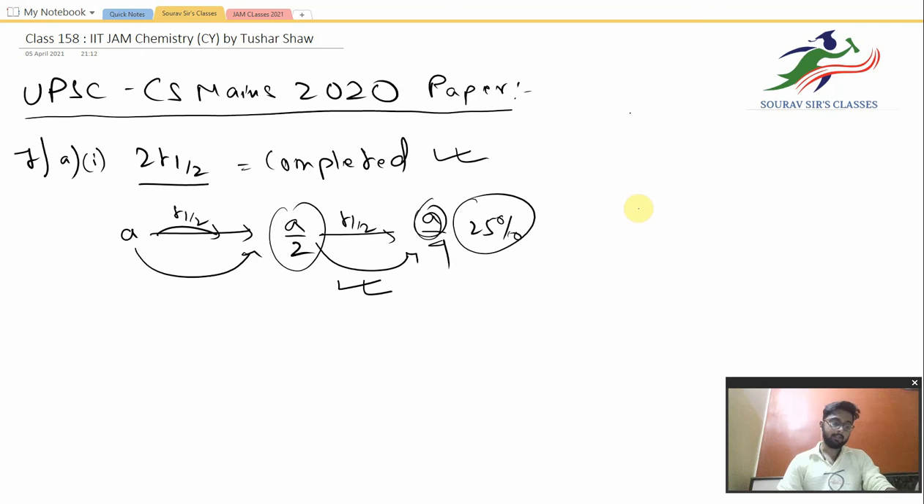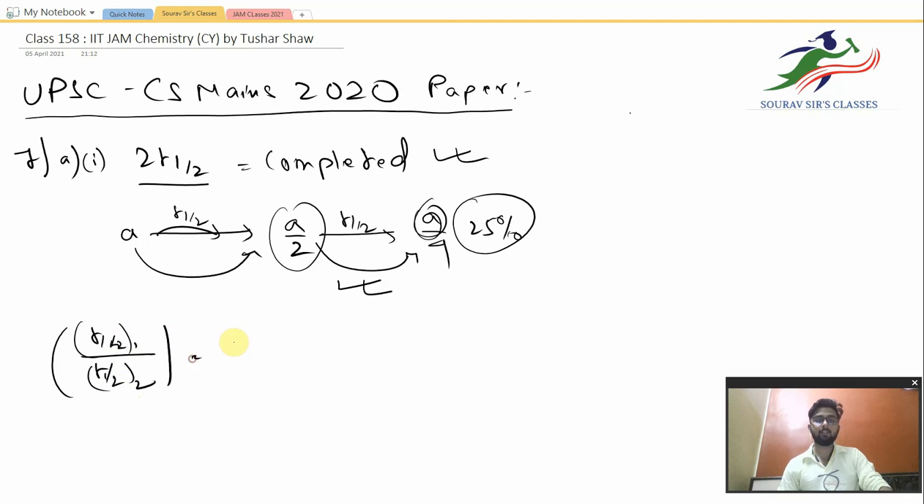The other formula that we need to know, because many times this kind of sums come, and if we consider it as a printing mistake, then the formula that might have been used for the calculation of the sum is t half 1 divided by t half 2 equal to a2 divided by a1 to the power n minus 1, where n is the order of the reaction.